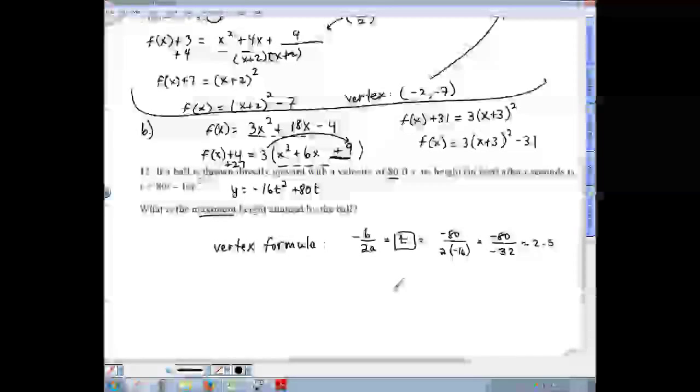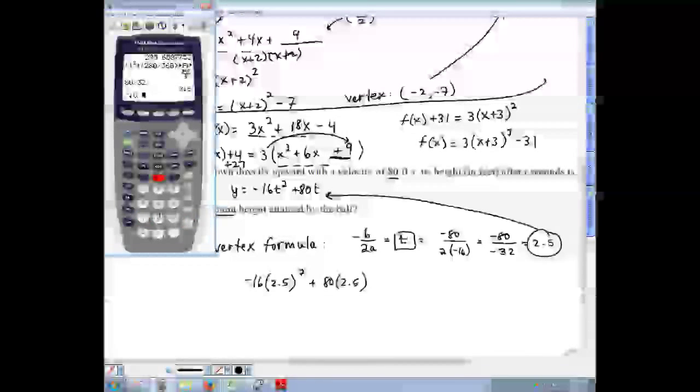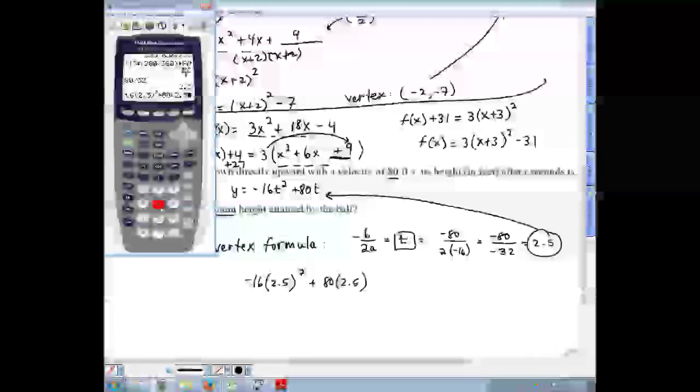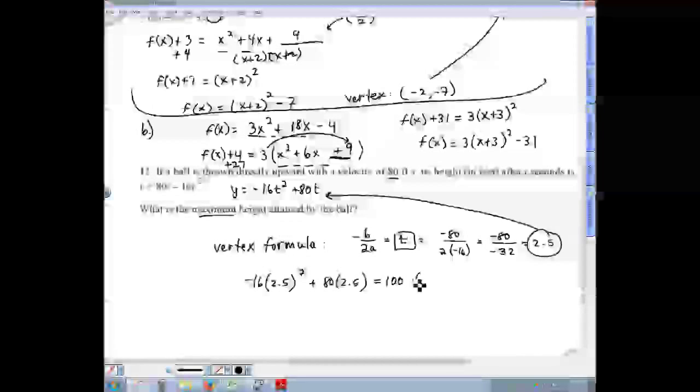So the ball reaches its maximum height after 2.5 seconds, but the question is, what is the maximum height attained by the ball? So you have to take this 2.5 and plug it back into the equation for t. Again, probably easier to just do this on a calculator. We have 16 times 2.5 squared plus 80 times 2.5. This ball reaches a maximum height of 100 feet.